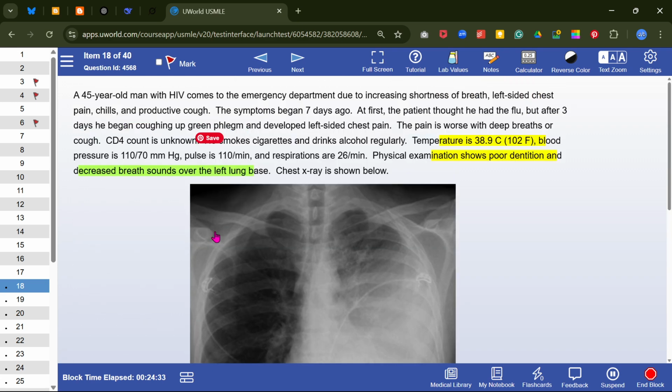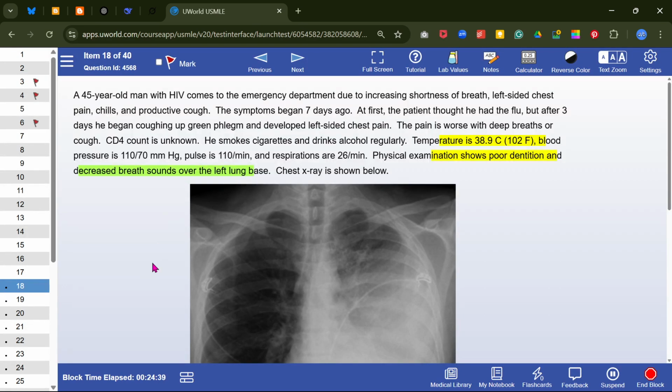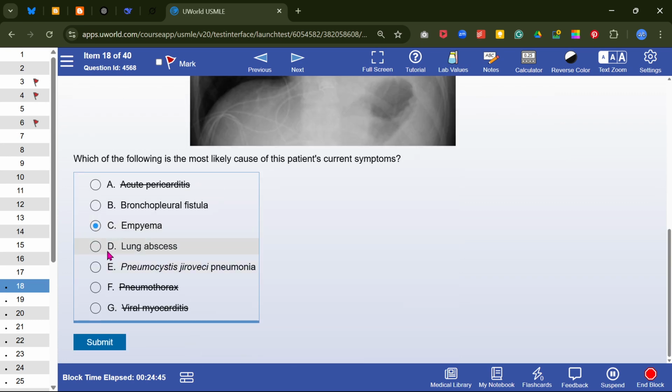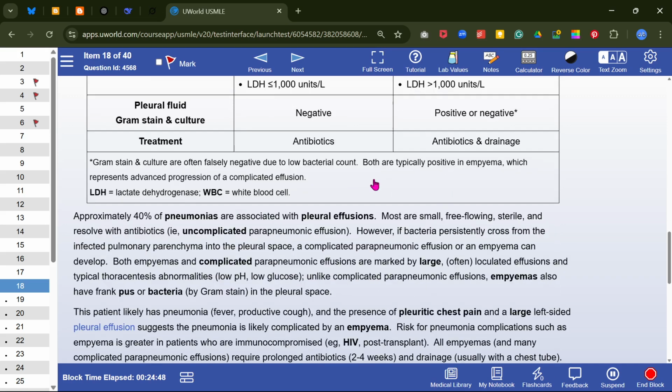It is not pericarditis. Maybe empyema. Okay, although, sorry, approximately 40% of pneumonias are associated with pleural effusion. Most are small, free-flowing, sterile, and resolve with antibiotics: uncomplicated parapneumonic effusion.